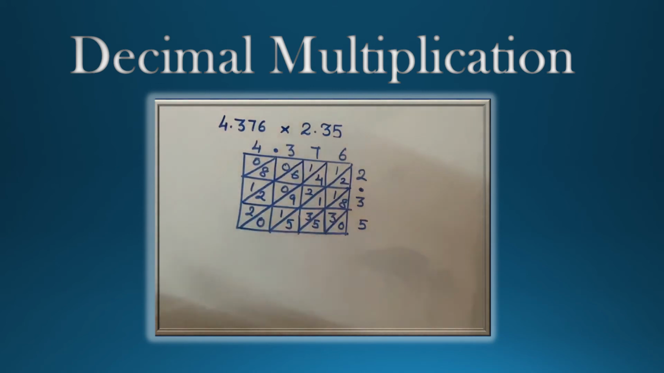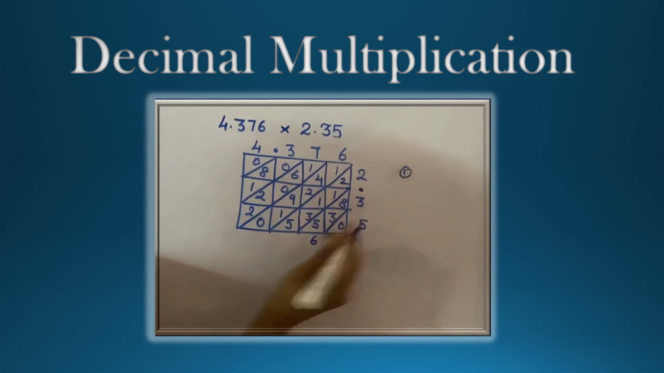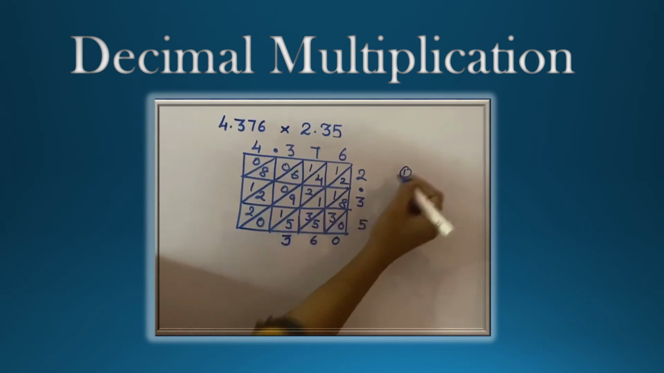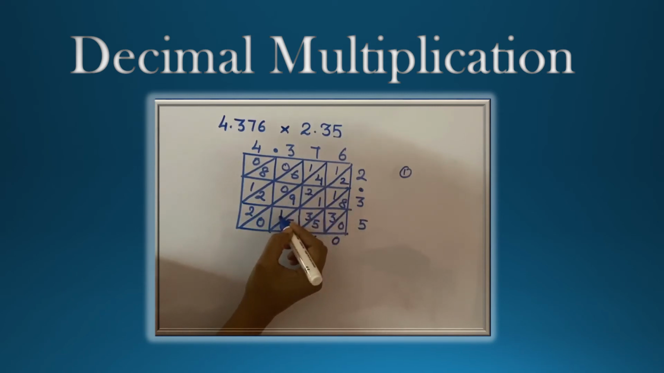After this, let's do the addition. In this block only one number, so the answer is 0. And here we have three numbers, 8, 3, 5. So 8 plus 3, 11, 11 plus 5 is 16. Carry 1. In this block we have 5 numbers: 2, 2 plus 1, 3, 3 plus 1, 4, 4 plus 3, 7, 7 plus 5, 12, 12 plus 1, it's 13. Carry again 1. Then 1 plus 4, 5, 5 plus 2, 7, 7 plus 9, 16, 16 plus 1, 17. Again plus 1, it's 18.